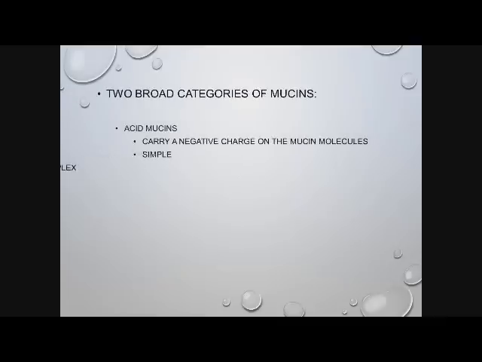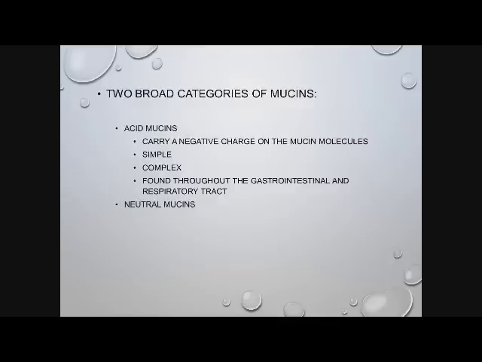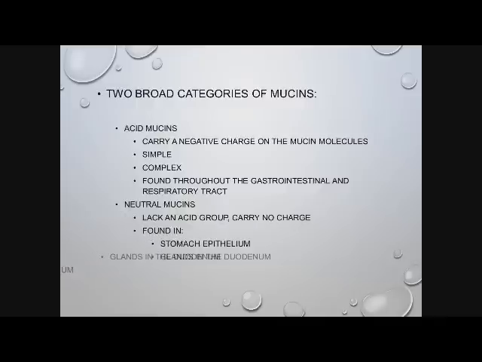Two broad categories of mucin. Acid mucin, they carry a negative charge on the mucin molecule. There are simple acid mucins, and there are complex acid mucins. They are found widely distributed throughout the gastrointestinal and respiratory tract. The second broad category is neutral mucins. They lack an acid group, so they carry no charge. They are found in stomach epithelium, glands in the small intestines, and prostate epithelium.